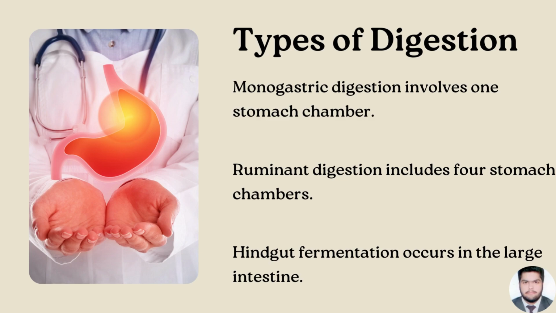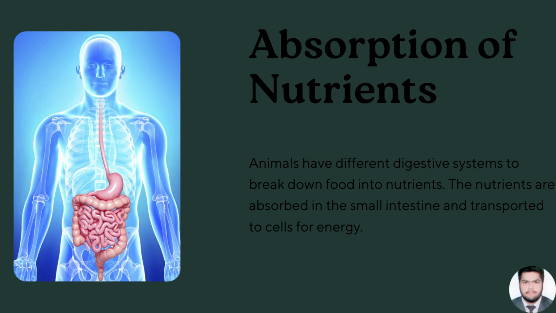Types of digestion. Monogastric digestion involves one stomach chamber. Ruminant digestion includes four stomach chambers. Hindgut fermentation occurs in the large intestine. Absorption of nutrition. Animals have different digestive systems to break down food into nutrients. The nutrients are absorbed in the small intestine and transported to cells for energy.